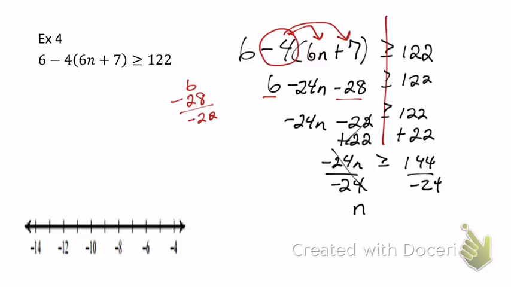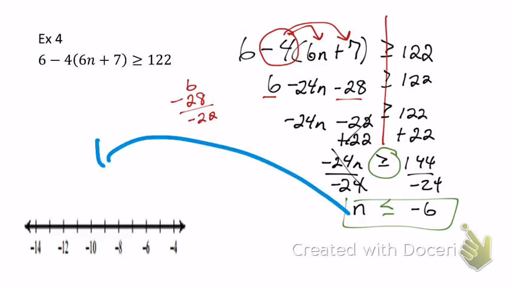That leaves us with n. Now 144 divided by negative 24 would be negative 6. And I know since I said divide by negative 24, this little inequality is going to flip right around. N is less than or equal to negative 6. My variable is already on the left side, so I'm going to go straight to graphing it here. At negative 6, I put my filled in circle. The arrow points to the left. And I'm finished with example 4.